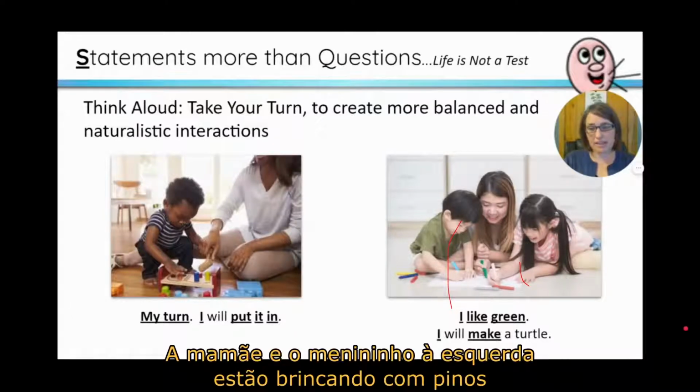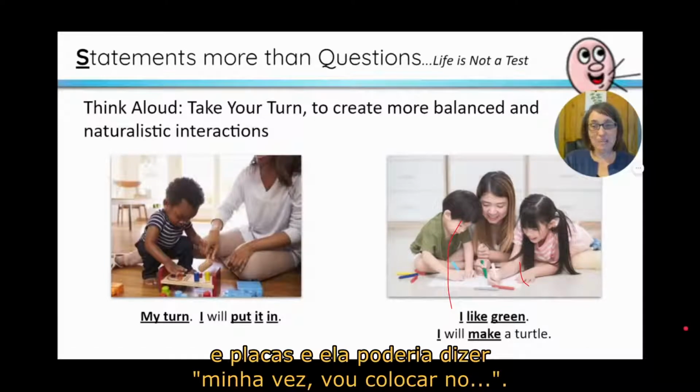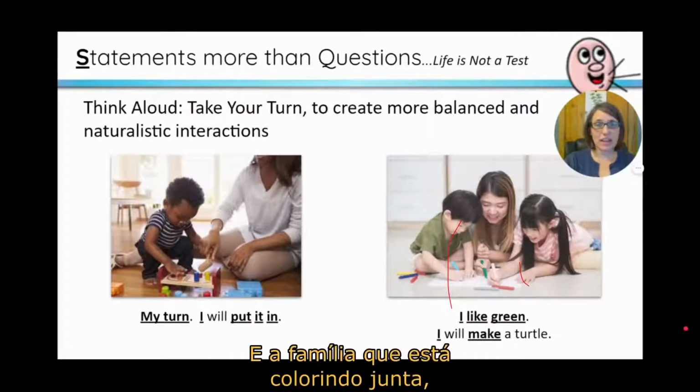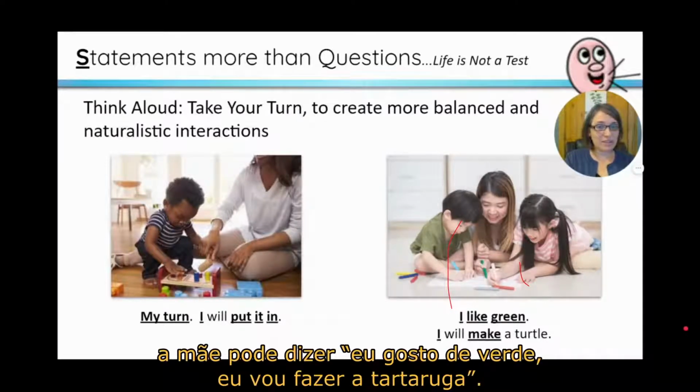Think aloud while taking your turn might look something like this. Mom and the little boy on the left are playing with pegs and a board, and she could say, my turn, I will put it in, as she then takes her turn. And the family that's coloring together, mom might say, or a sibling might say, I like green, I will make a turtle.